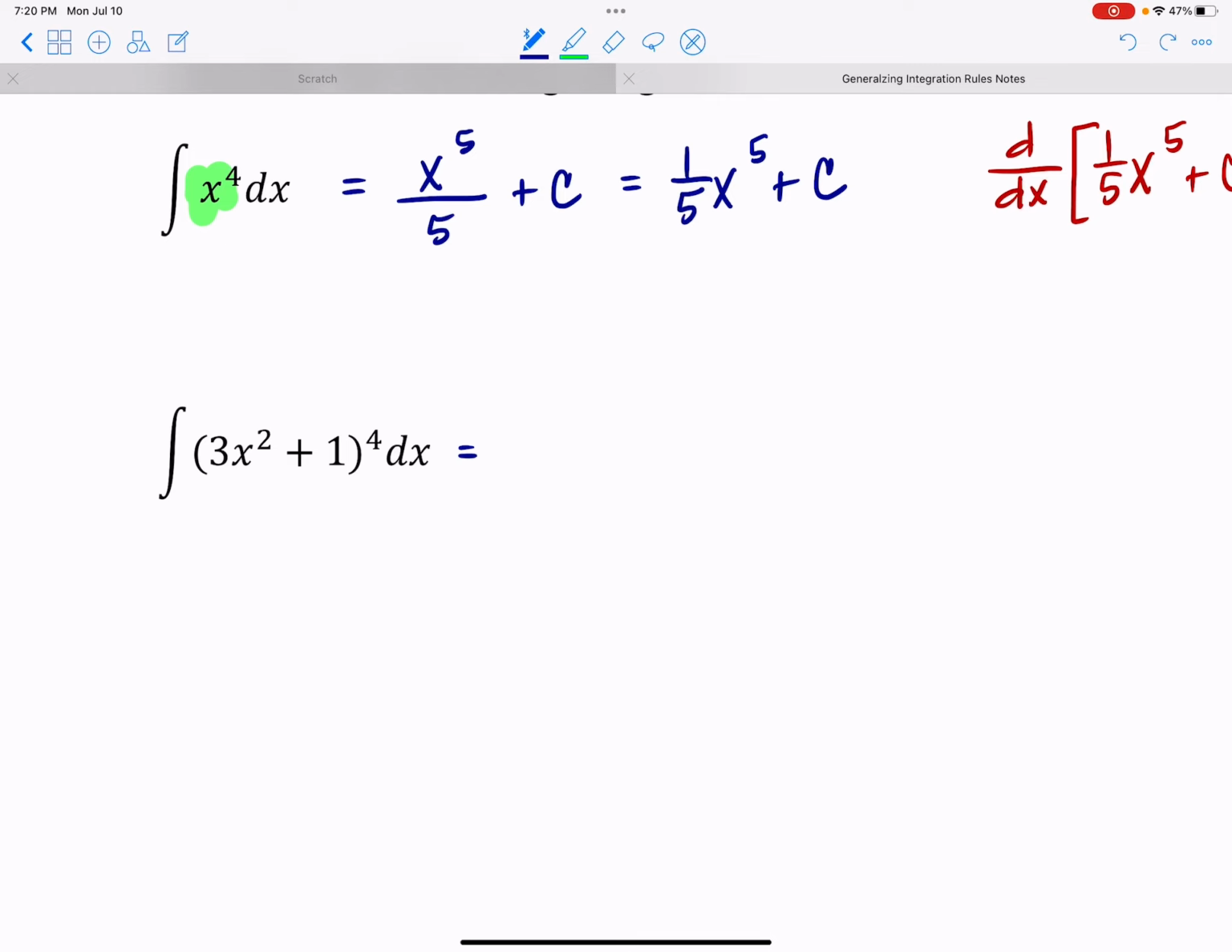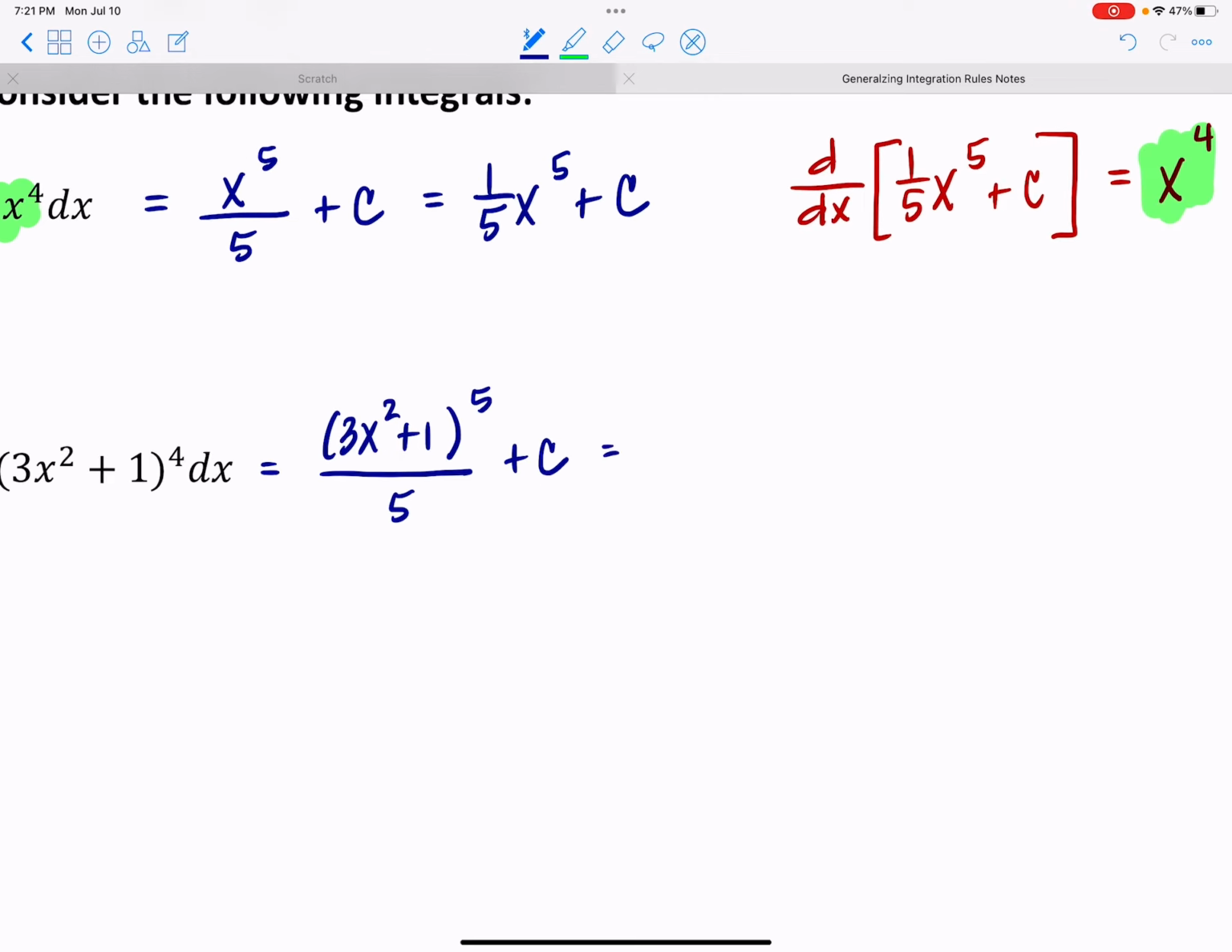But instead of writing an x here, let's replace that with 3x squared plus 1, since that's what's happened in our integral. If we do this exactly the same way, instead of x to the fifth, we're looking at 3x squared plus 1 to the, again, add 1 to the exponent to make 5 and divide by the new exponent of 5, and then add on the constant of integration. Or again, I could make this 1/5 times 3x squared plus 1 to the fifth power plus c.